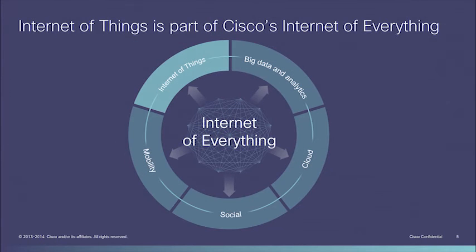As we've discussed before, the Internet of Things is one piece of Cisco's Internet of Everything. It's the networked connection of people, processes, data, and things that is creating new capabilities, richer experiences, and unprecedented economic opportunity for businesses, individuals, and countries. So what does it take to develop new IoT opportunities?